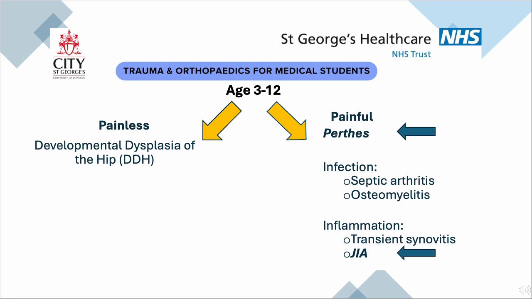So sticking with our limping child, we are going up the age bracket slightly, age 3 to 12. We've still got the 2 arms of painless and painful. Like the younger child, we still have DDH in the painless arm, and we still have our infection and transient synovitis on the painful. We've just got 2 new possibilities to consider in the painful arm, Perthes and JIA.